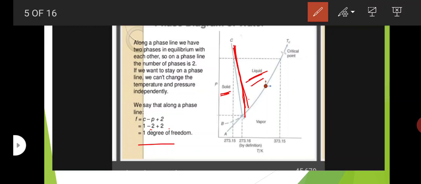We can substitute the P value in this Gibbs equation: F is equal to C minus P plus 2. Here C value is 1 and P value is 2, plus 2. So here the number of degrees of freedom value is 1.